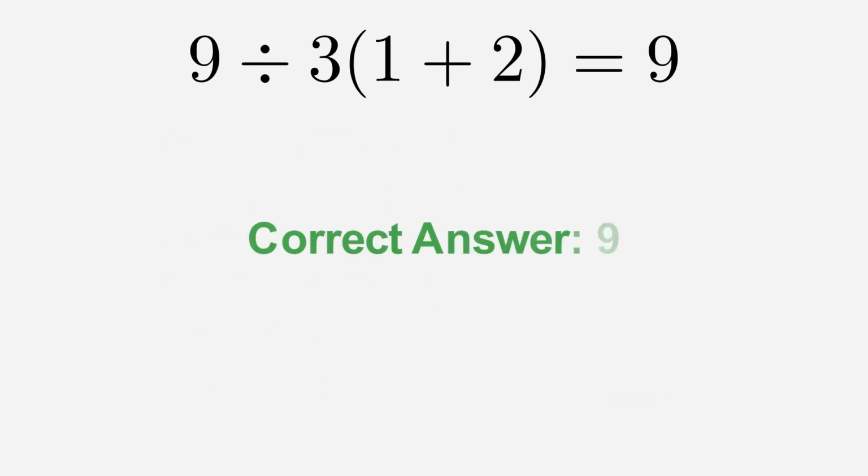This problem has caused thousands of arguments online. People who say 1 think implied multiplication has priority. It doesn't. The answer is 9.